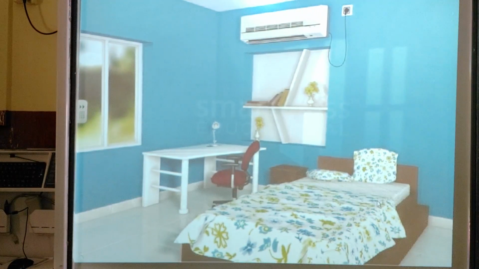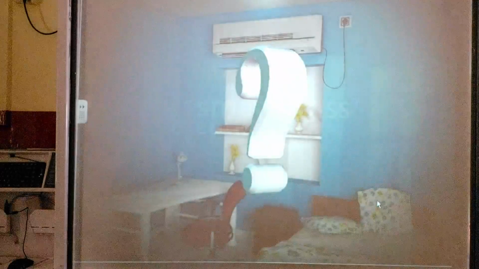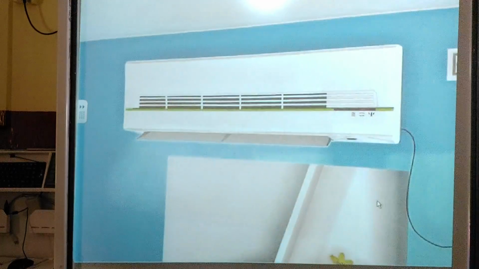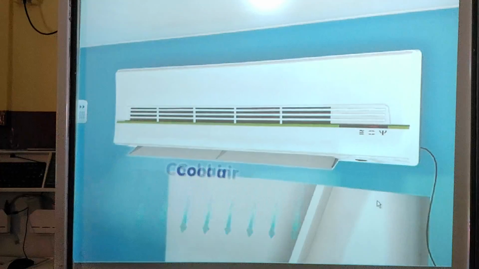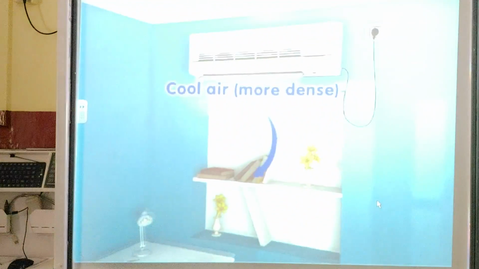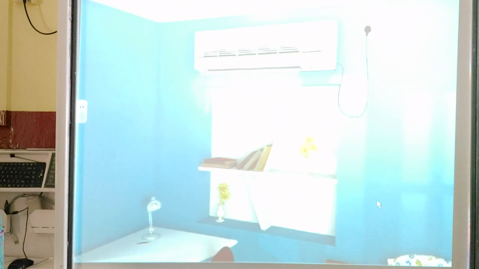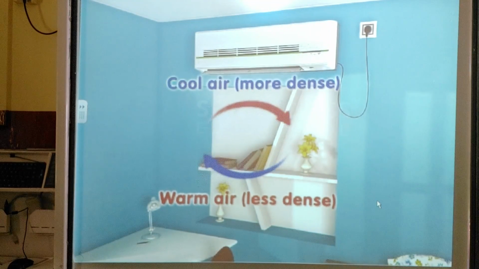You might have noticed that an air conditioner is usually installed near the ceiling. Why? Well, to quickly cool a room. The cool air released from an air conditioner, being dense, sinks. The warm air below, being less dense, rises and is drawn into the air conditioner. This warm air is cooled inside the air conditioner. This way, air is circulated inside the room and the room becomes cool due to convection.